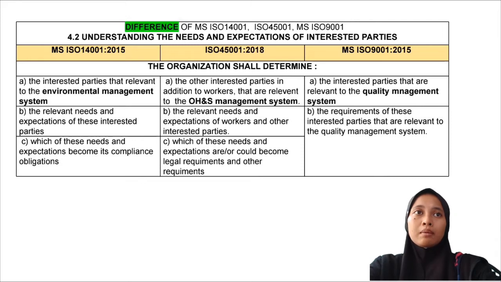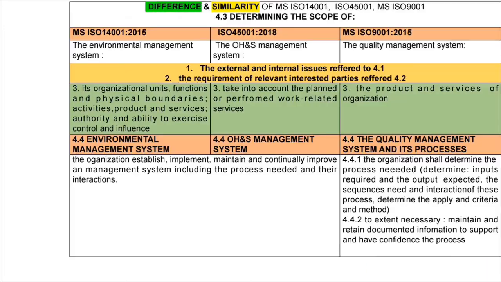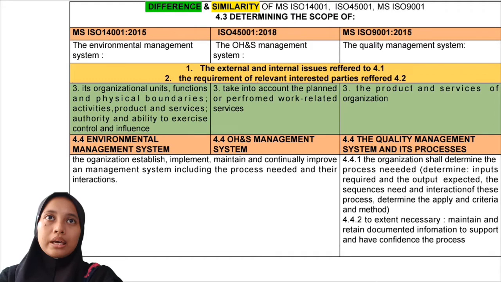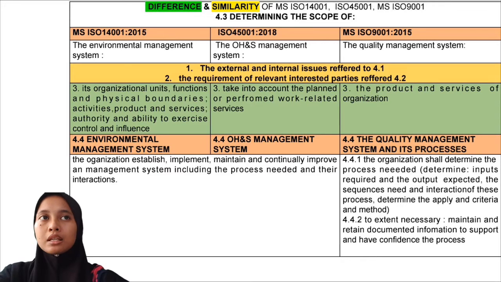For QMS, the interested parties are those that are relevant to the quality management system, and the requirements of these interested parties that are relevant to the quality management system. 4.3 is determining the scope of the environmental management system, OHS management system and quality management system. Points 1 and 2 refer to 4.1 and 4.2.